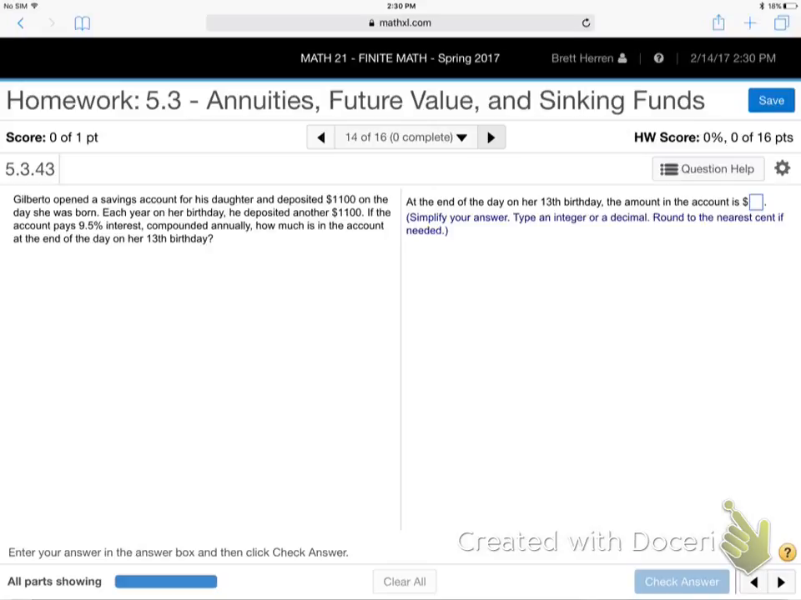All right, so Gilberto opened a savings account for his daughter, deposited $1,100 on the day she was born. Each year on her birthday, he deposits another $1,100. If the account pays 9.5% interest compounded annually, how much money is in the account at the end of the day on her 13th birthday? Okay. How are we going to do this one? Think about the payments being made. When you're first born, how old are you?